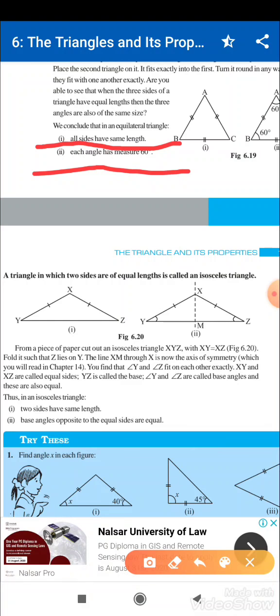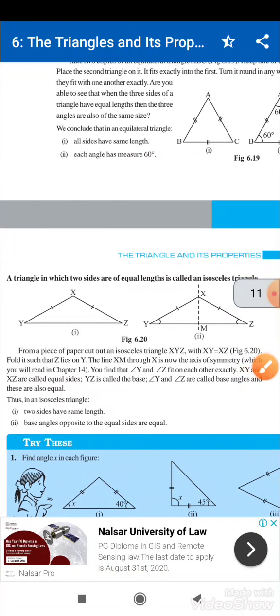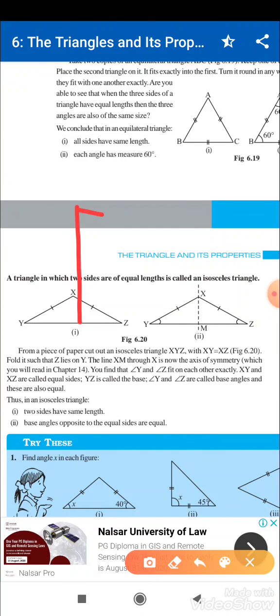Our next topic is the isosceles triangle. What is an isosceles triangle? An isosceles triangle is a triangle in which two sides are of equal length, and this triangle is known as an isosceles triangle. Now suppose that we have a triangle ABC.